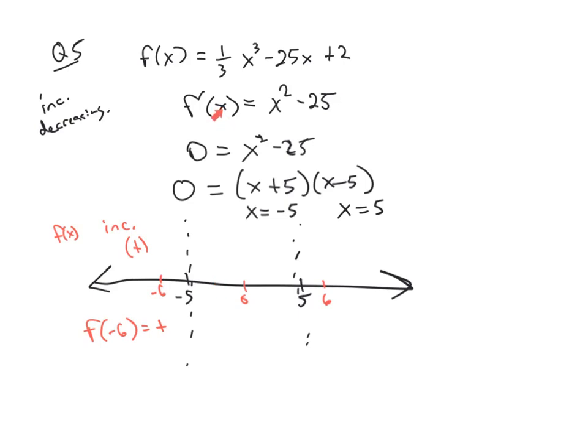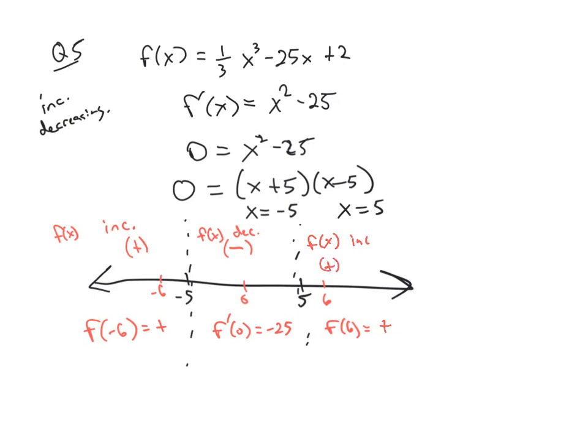Now let's see what's happening in the middle interval. So I plug in 0 now into f prime. So I take f prime of 0, which gives me negative 25. Alright, so again, that tells me here f of x, the original function, is decreasing. And now I'll plug in positive 6, and I'm going to get 6 squared, which is 36 minus 25. I get a positive answer. So here, in this interval, f of x is increasing because I got a positive answer.